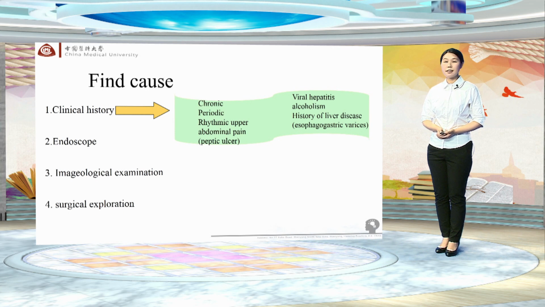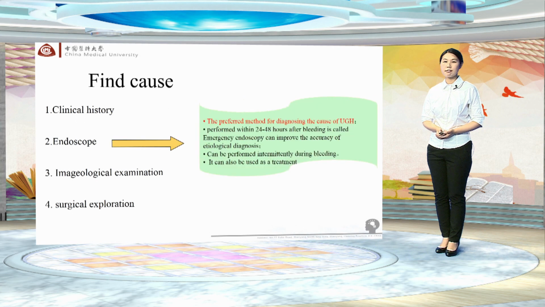If the patient took NSAIDs recently, or is under stress, or had a major operation a few days ago, we must consider the possibility of acute erosive hemorrhagic gastritis. Well, if a middle-aged or elderly patient has recently lost weight and has repeated upper abdominal discomfort, we should be alert to the possibility of upper gastrointestinal tumors.